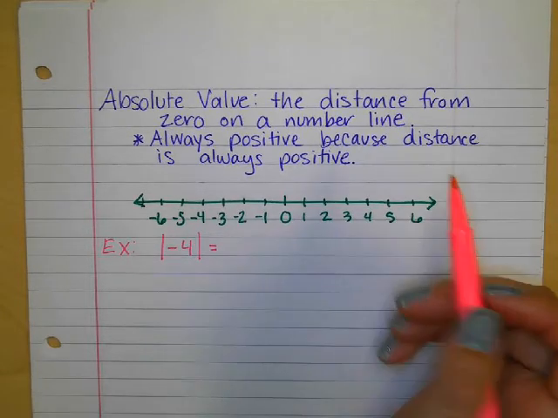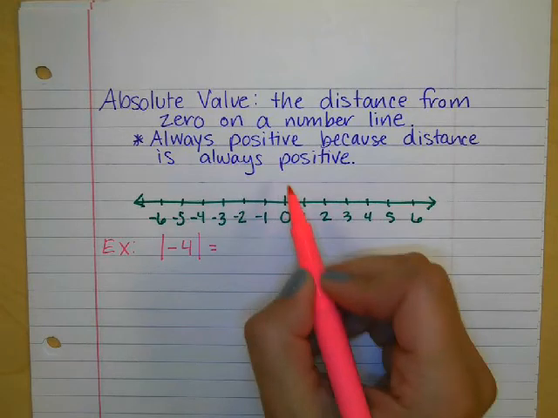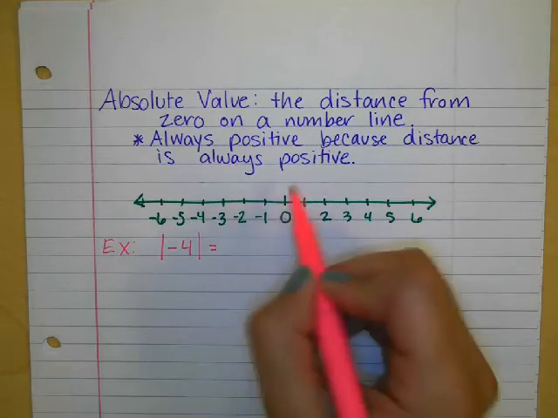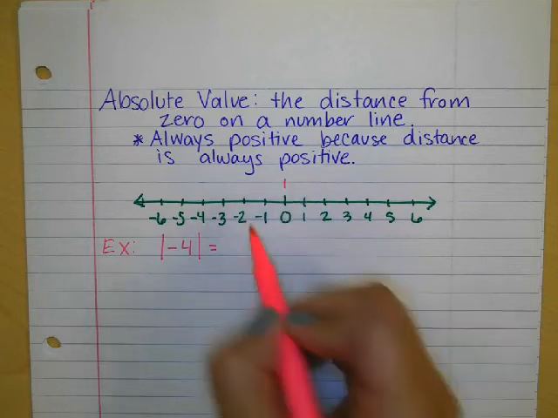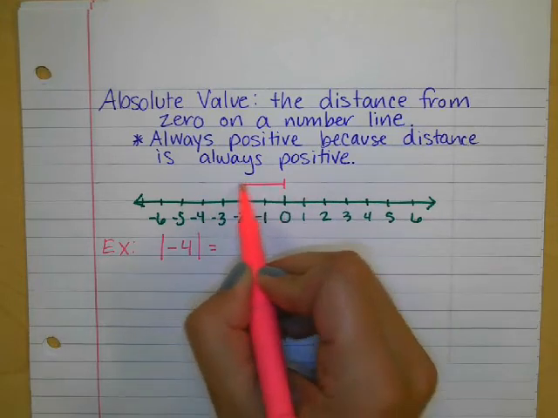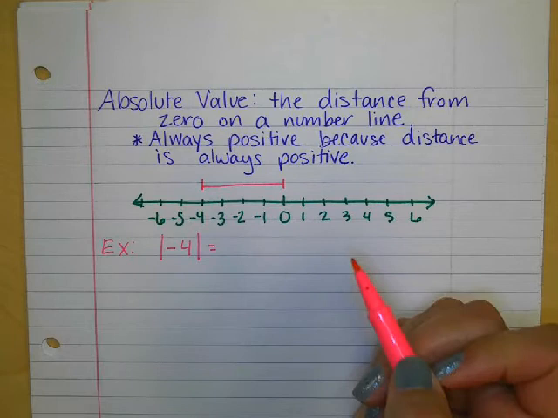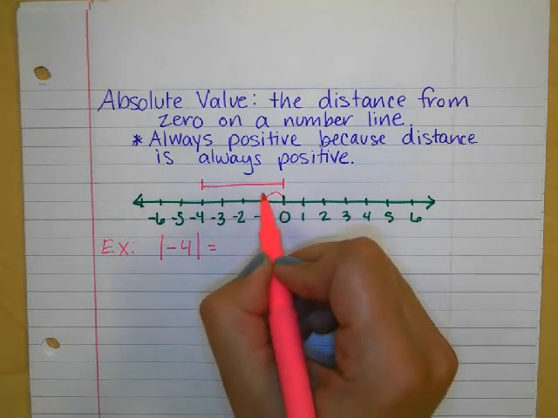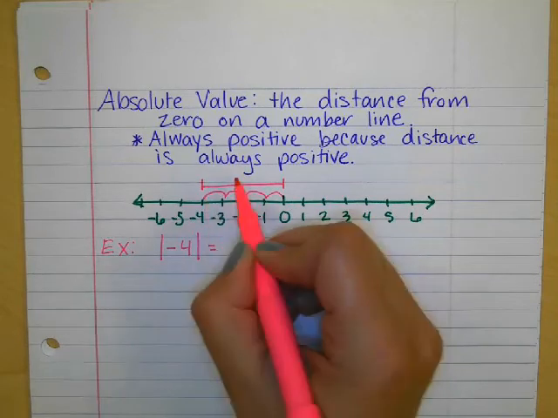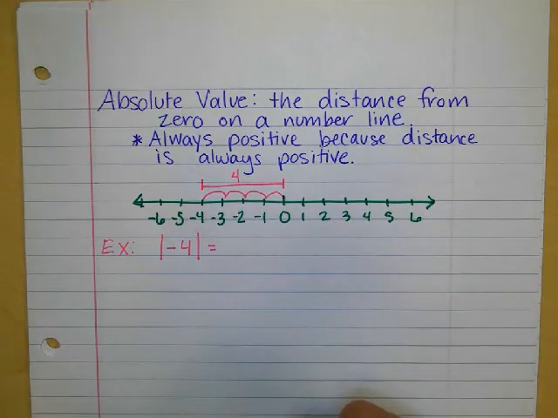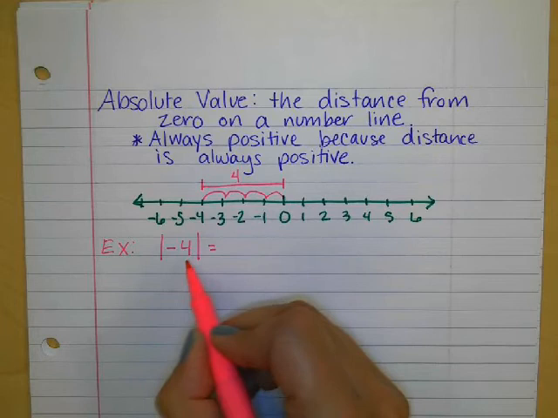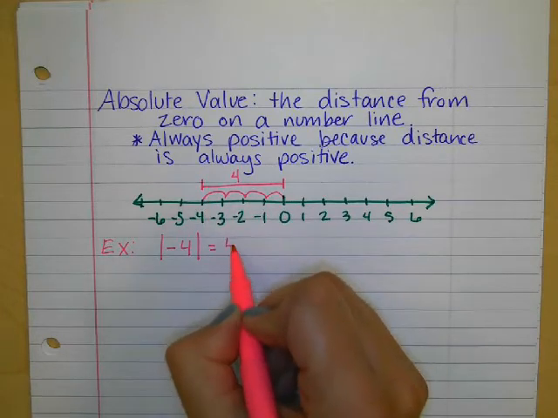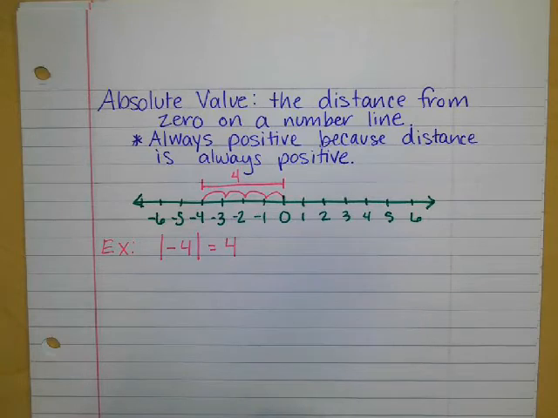Now, we know if this was a 4 in here, well, actually, let's just start with -4. So we're starting at 0, and we're going to go all the way to -4 over here. We want to know how many units that is. So we can start here and count. 1, 2, 3, 4. So it's 4 units. So the absolute value, the distance between 0 and -4 is 4 units. So the answer would be 4.